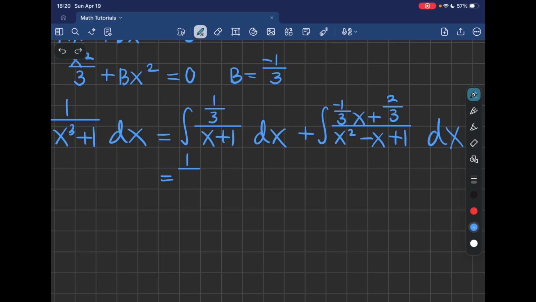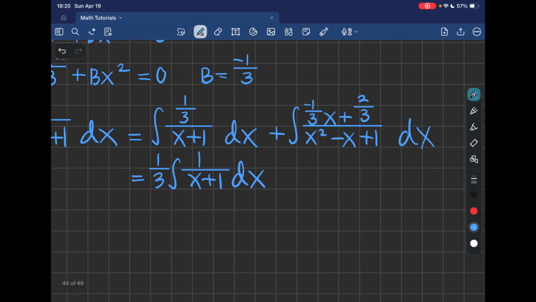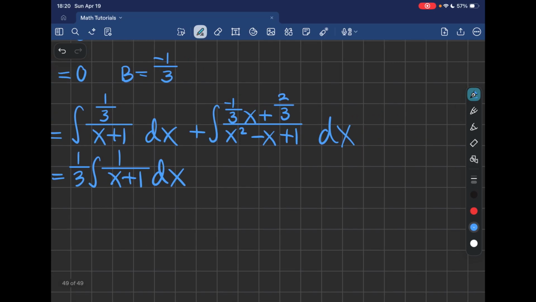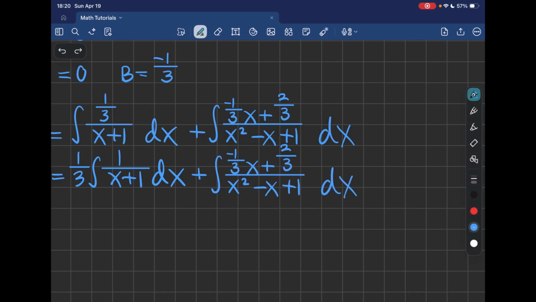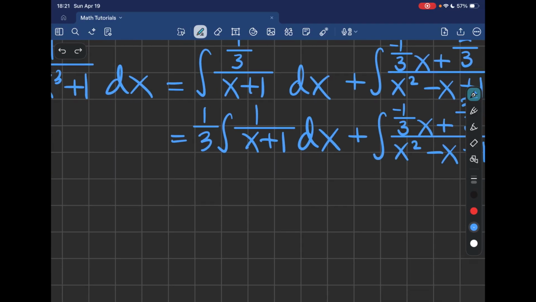So we can pull out 1 over 3. So we only have 1 over x plus 1 here. Does that remind you of something? Probably the natural log, right? So we can just directly integrate it. And plus this thing, copy down. We'll tackle this later because, well, it has a power of 2 here, right? It's more complicated. So let's do the first one.